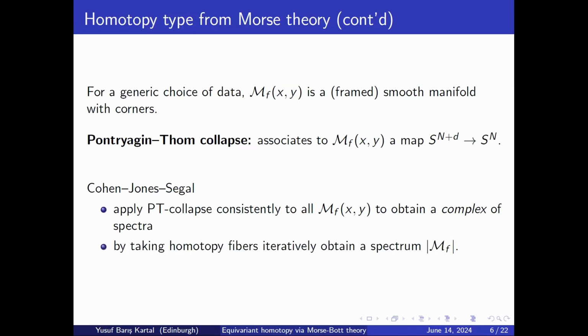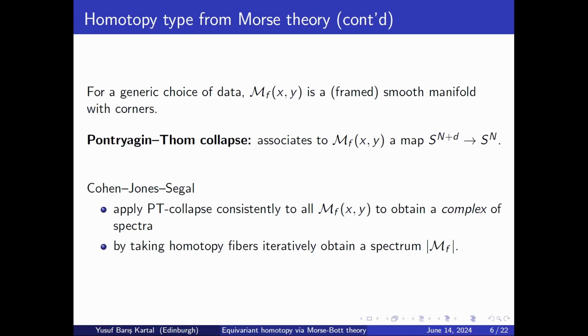And then they take homotopy fibers in an iterative way to obtain a spectrum. So for instance, if you only have objects X and Y, then the homotopy fiber or cofiber, up to some shift, of this map from S^(n+d) to S^n would give you what I denote by this absolute value, the geometric realization. I didn't write it here, but I'm going to use the same term again. Any questions?